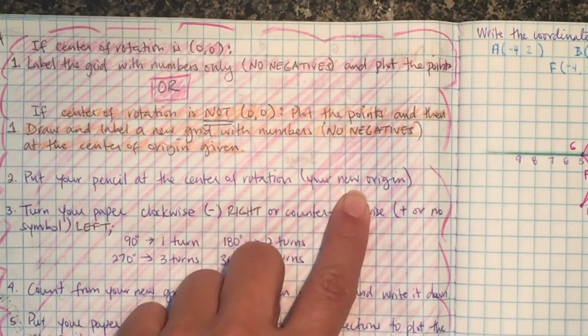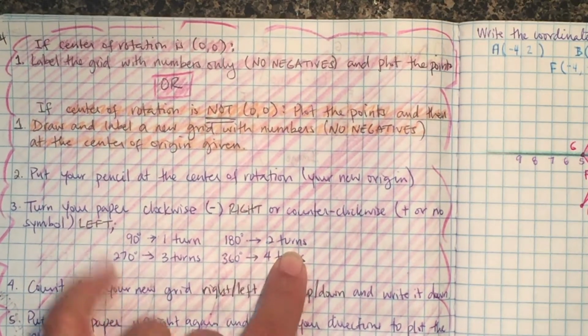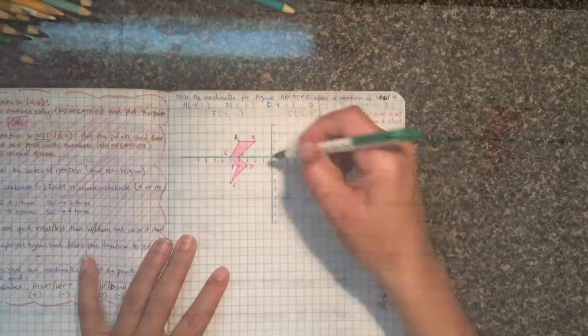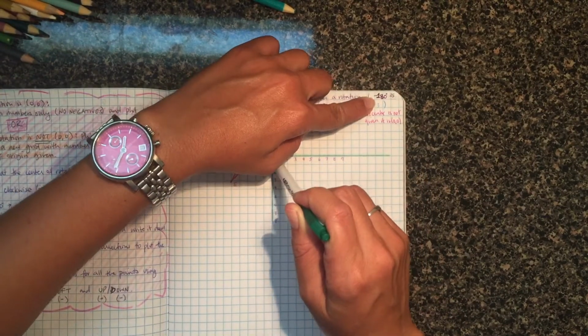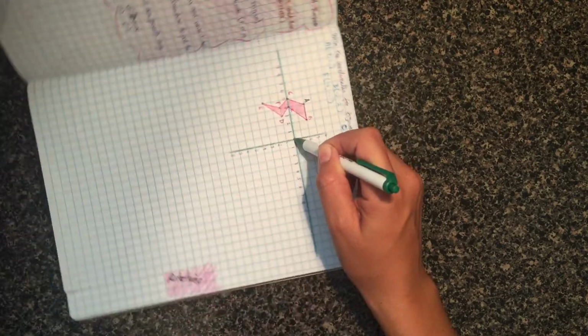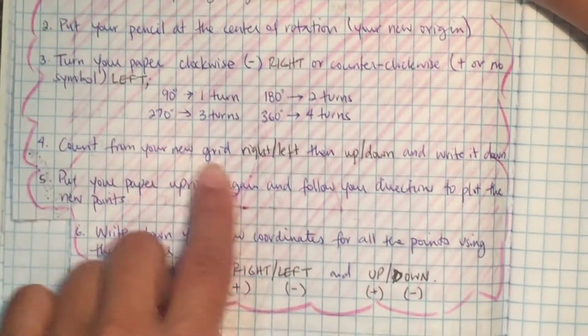Alright, once you've done that, put your pencil at the center of rotation and go ahead and turn your paper. So 90 degrees is 1 turn, 180 is 2, 270 is 3, and 360 is 4. So right now we're doing 180, and it's because of that negative, it's going to the clockwise. So it's to the right 2 times.